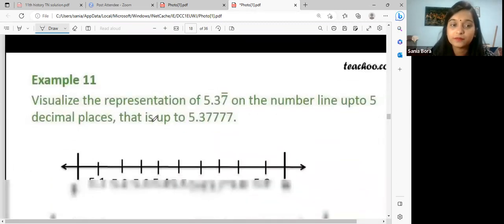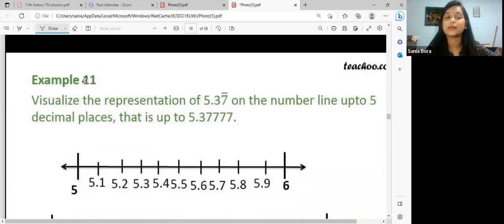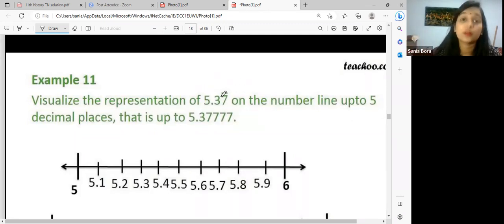Now, let's do the next one. This one, I hope you got it, right? It's example number 11. Visualize the representation of 5.37 repeating on the number line up to 5 decimal places, that is 5.37777. So over here, first of all, 5.37, but the 7 will keep on repeating. You don't know where it ends, so for your clarification, they have mentioned up to 5 decimal places. So 1, 2, 3, 4, 5. Clear?